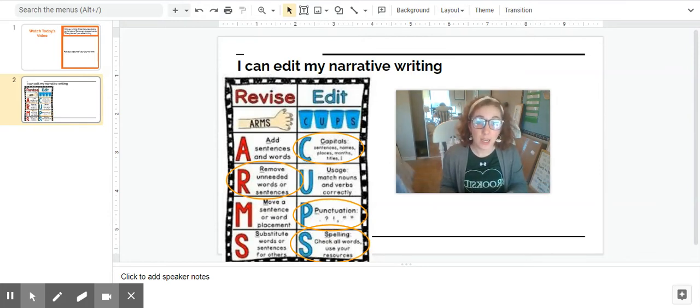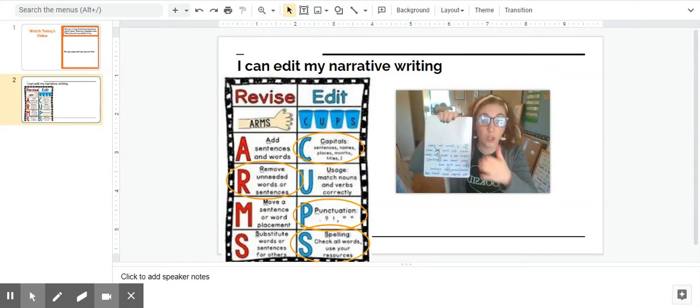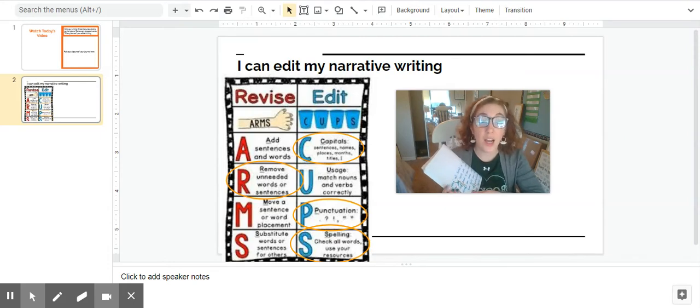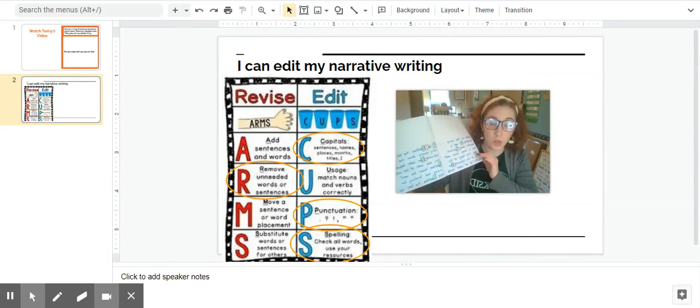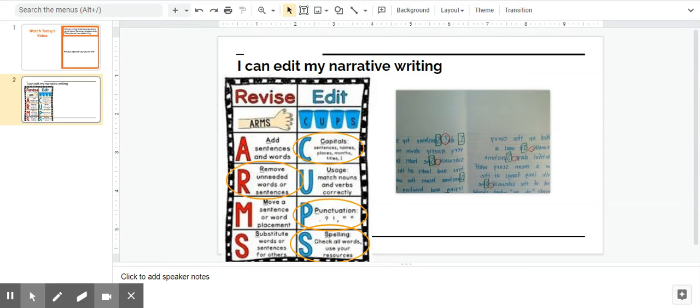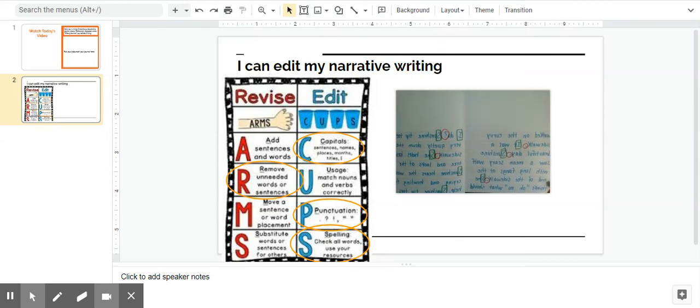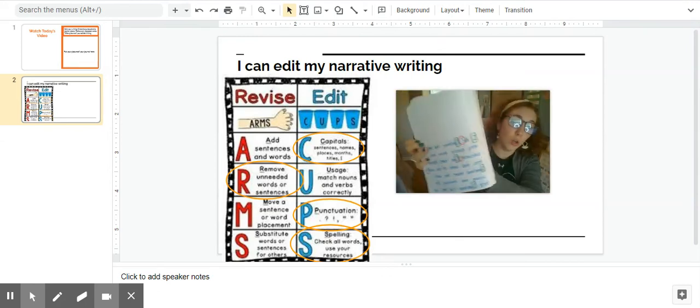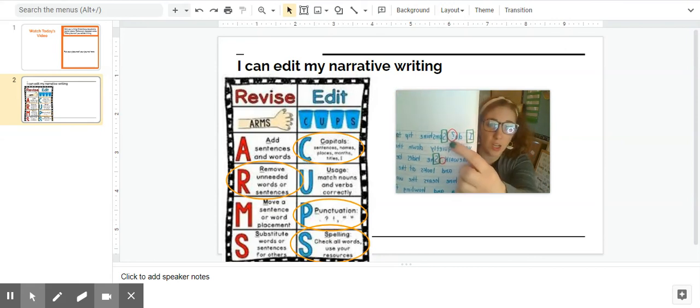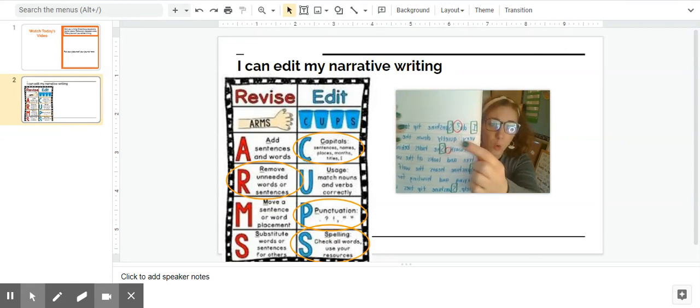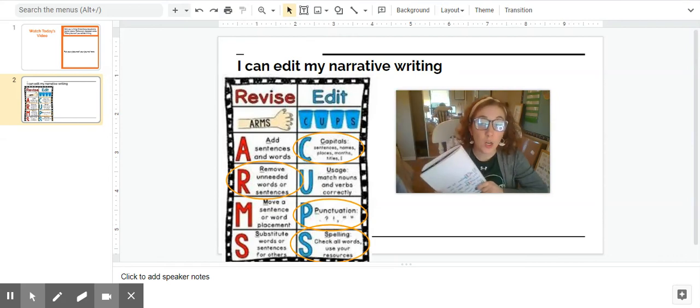So, your job today: open up your journal, go to the story that you wrote. You're going to read the story again. I need to read my whole story. Go through your story. You're going to box in the capital letters. Circle the punctuation, the periods, the question marks. And you are going to remove any unneeded words. Okay? That's it. That's your job today. No writing, we're just editing and revising.